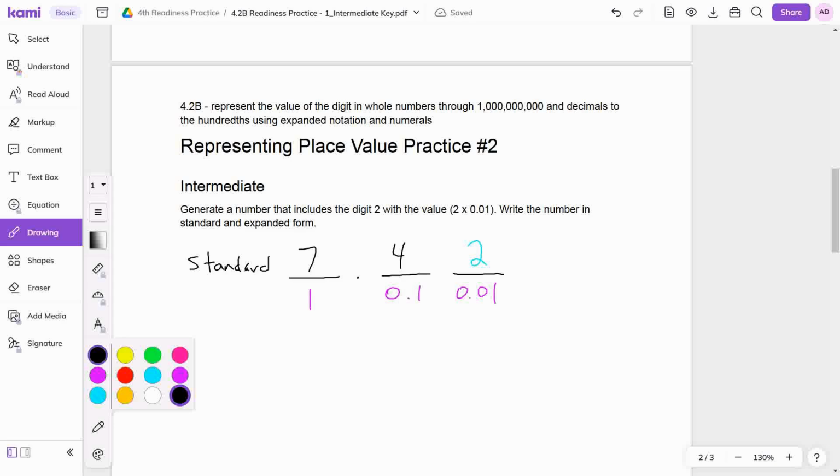And if I wanted to write that in expanded form, right, I could say that would be 7 plus, we're going to write the value. So what is that? 4 in the tenths place is worth 4/10. And then that 2 in the hundredths place is worth 2/100. So that is one option. Let me show you a different option.